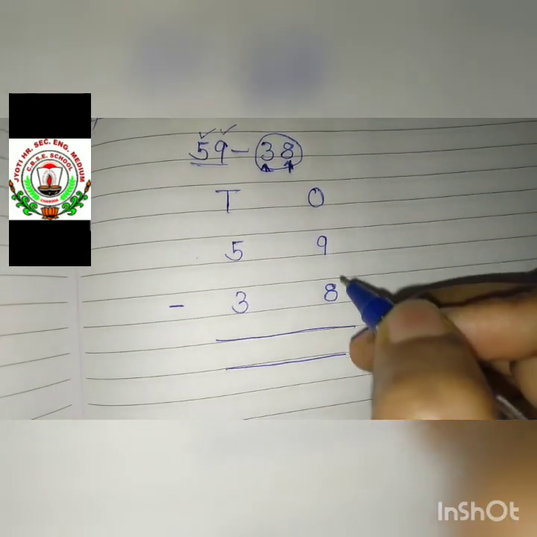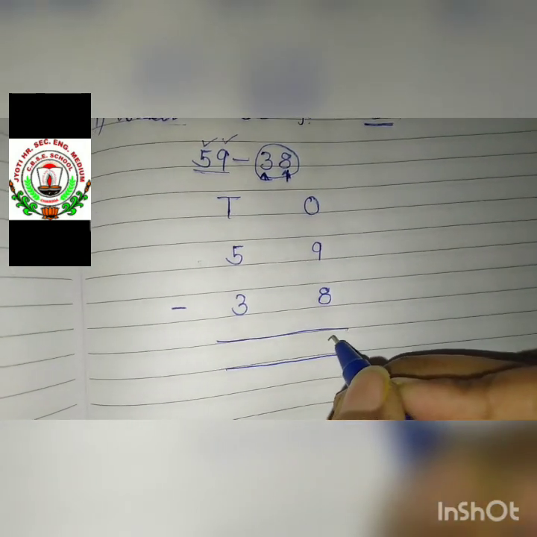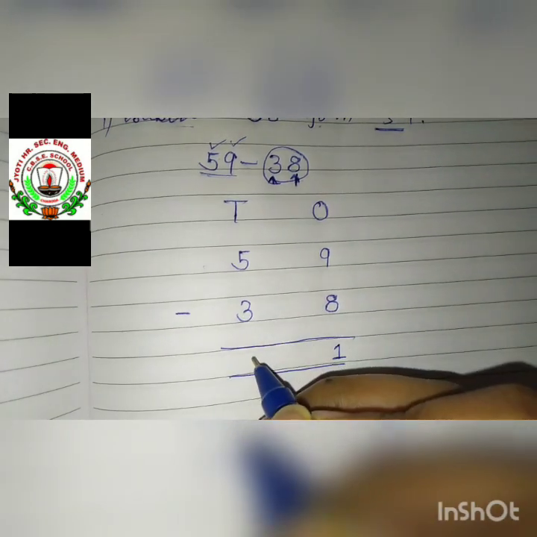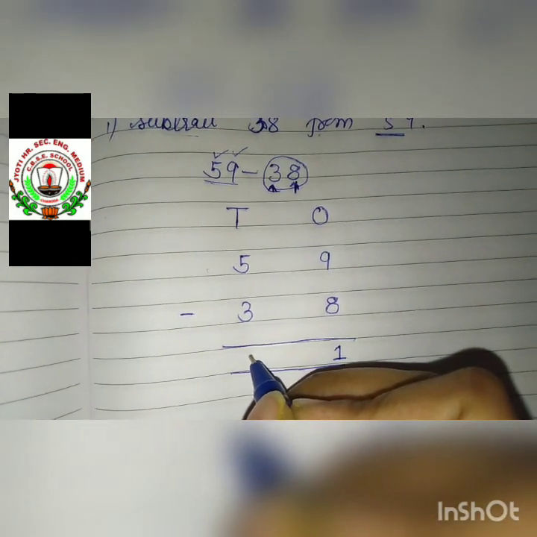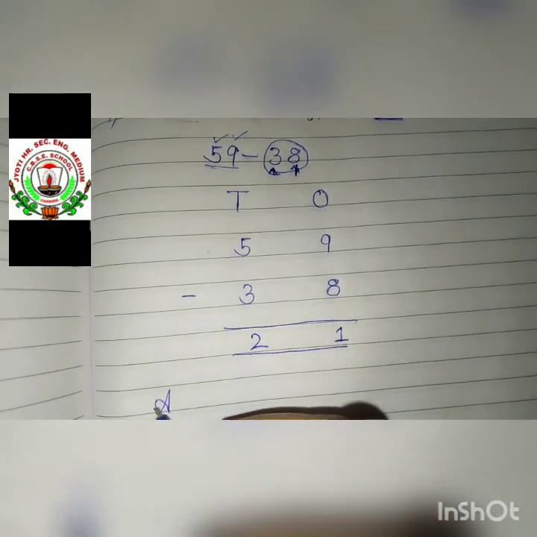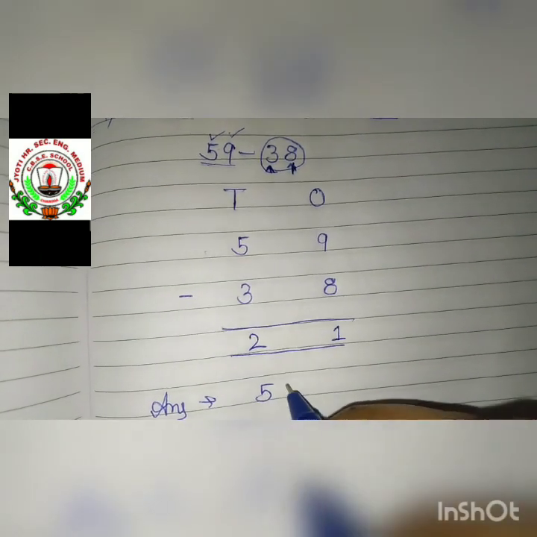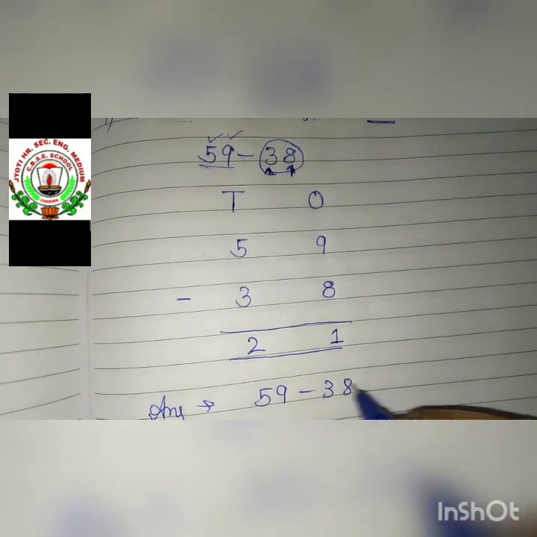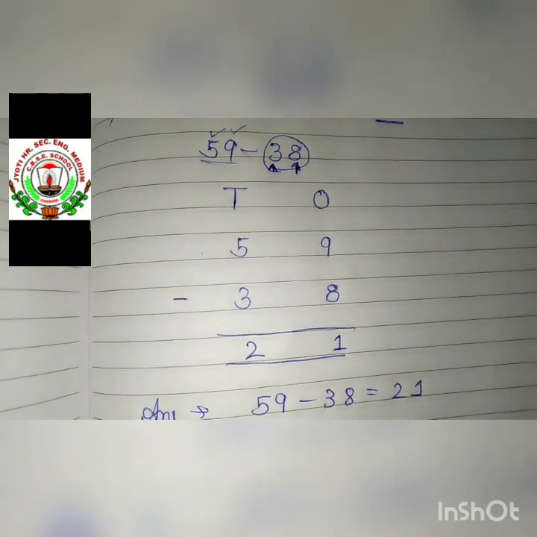See children, 9 minus 8 we get 1. 5 minus 3 we get the answer 2. So the answer is, while subtracting 59 minus 38, we get the answer 21.